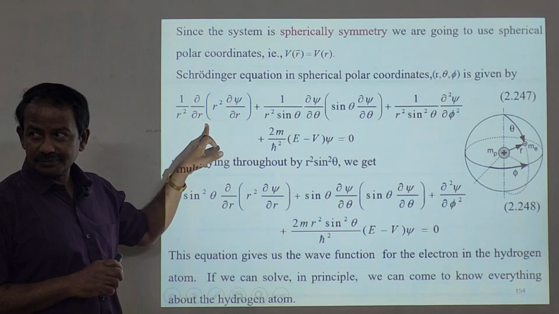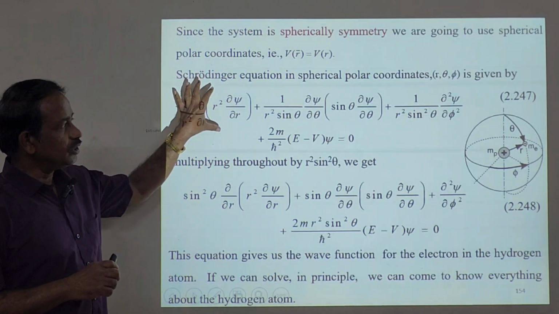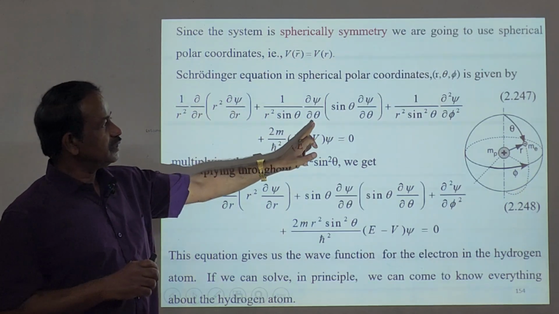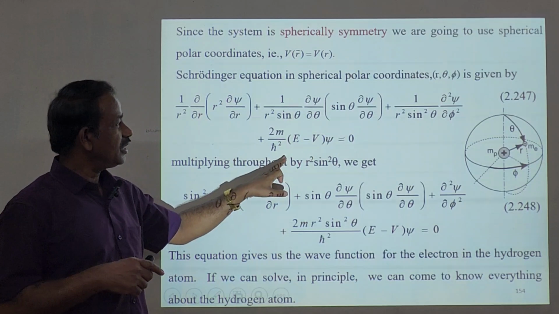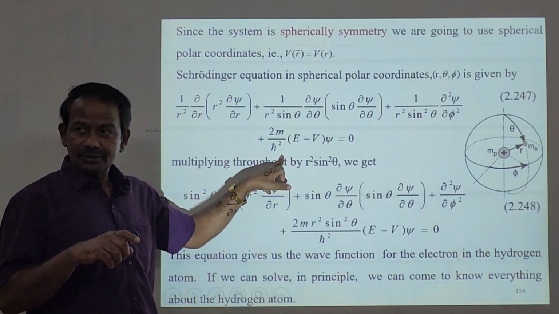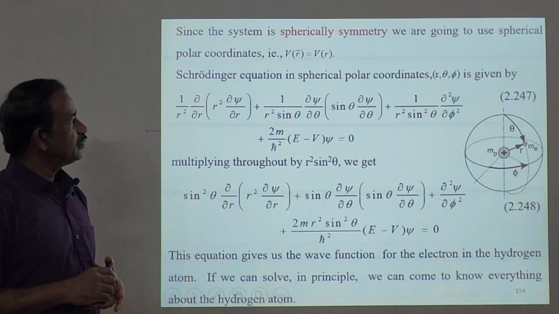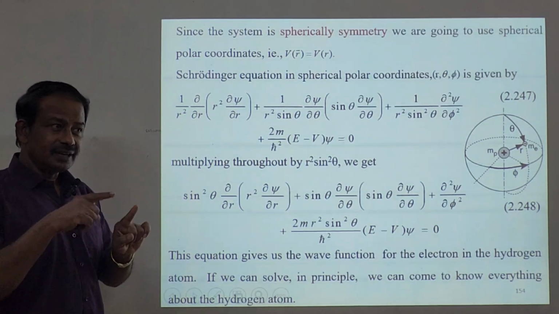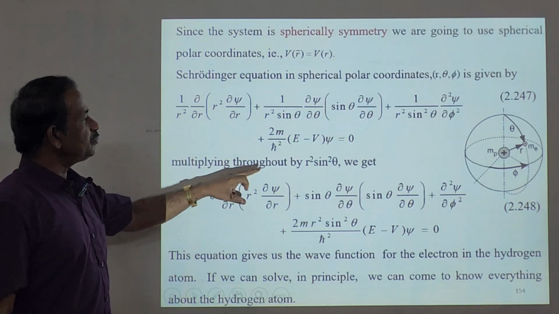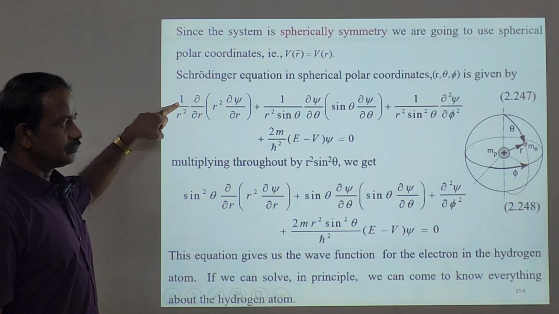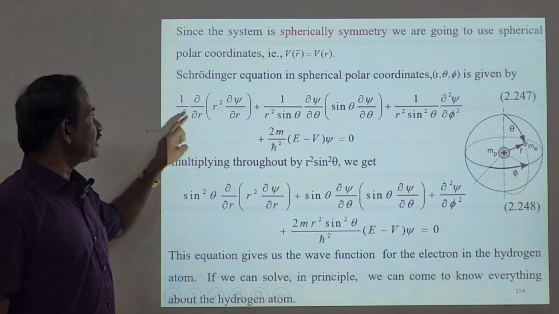So we know this already. Spherical polar coordinates: you have the r part, and the theta and phi parts. Now we are going to separate r, theta, phi. That's the idea. Now multiply throughout by r squared sine square theta, so in equation 2.247 you multiply with r squared sine square theta.